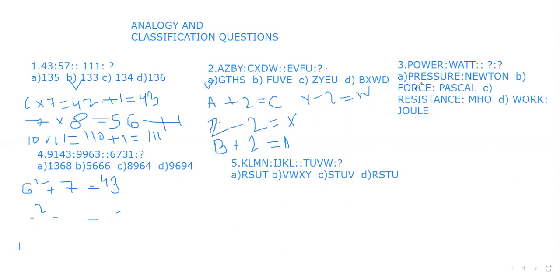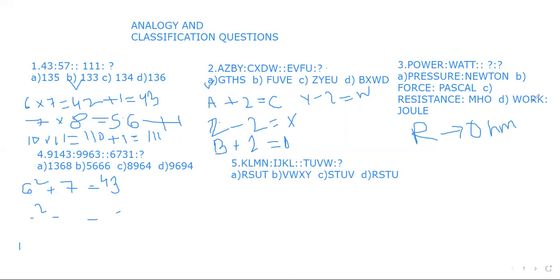So this is not correct, because Newton is not the unit of pressure and Pascal is not the unit of force. So I can't take this. Mho is not the unit of resistance. Resistance unit is ohm. You should know this as general knowledge.